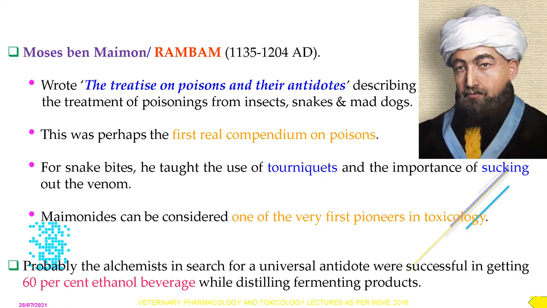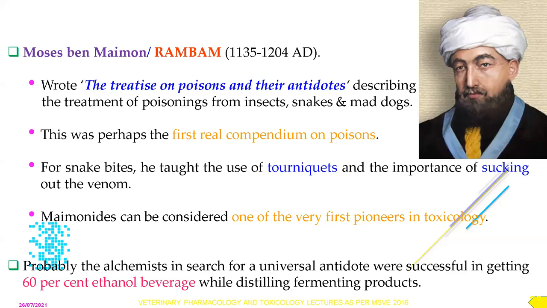So this was the first real compendium of poisons, the Treatise on Poisons and Their Antidotes. For snake bites, he taught the use of tourniquets and the importance of sucking out the venom. Till today in villages, in folklore, this is being practiced. People put a bandage or tourniquet above the bitten wound from poisonous snakes, and sometimes the cloaca of poultry is also used to suck the venom. And of course, in films, whenever the heroine's leg is bitten by a snake, the hero comes running and sucks the poison, and later the heroine loves him a lot. So these types of scenes are shown to people.